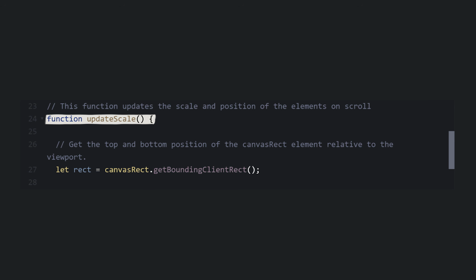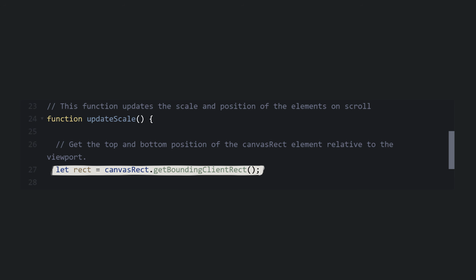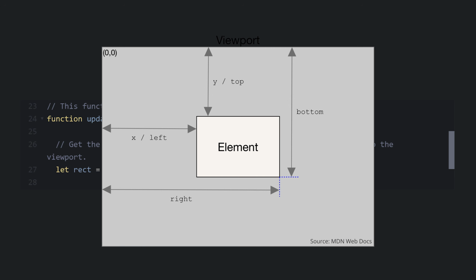We only want to update the scale for as long as the user actually sees the elements that are being updated. So let's get some information about our biggest element on the page, meaning the canvas. We define rect as the canvas's getBoundingClientRect, which allows us to get some important information about the element's position in relation to the viewport.